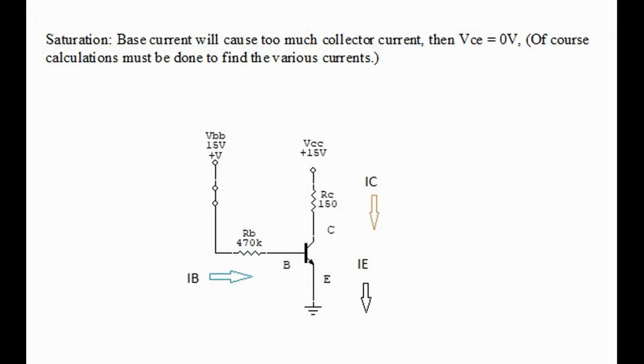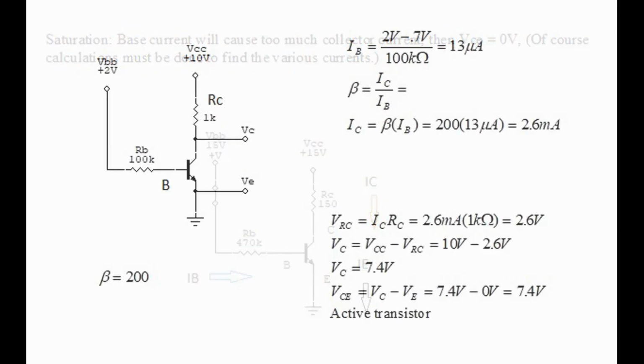There are times when we might have base current and collector current, but if we pick the wrong resistors, too much collector current can flow. In that case, this is called saturation. In saturation, if we measure the voltage between the collector and the emitter, we will find 0 volts. That means that all the source voltage has been dropped across the collector resistor, and this is called saturation, but we don't know if we're in saturation until we do more calculations.